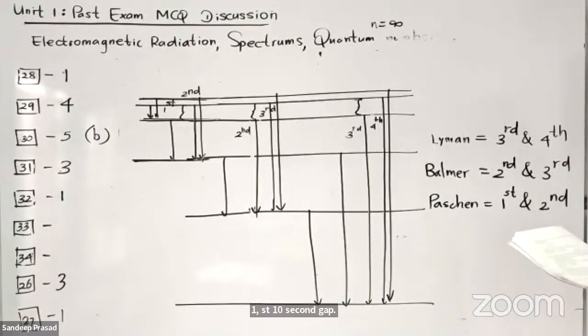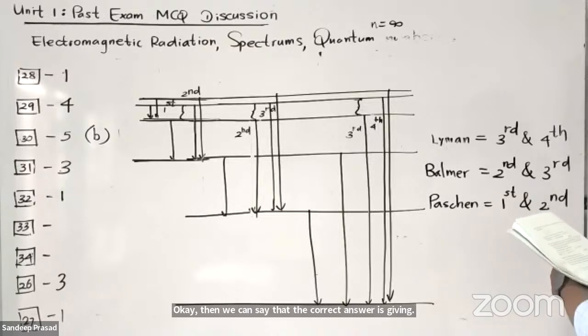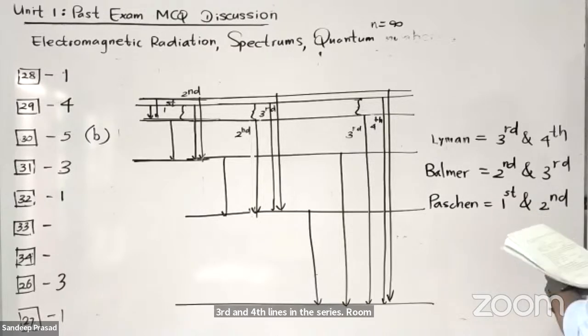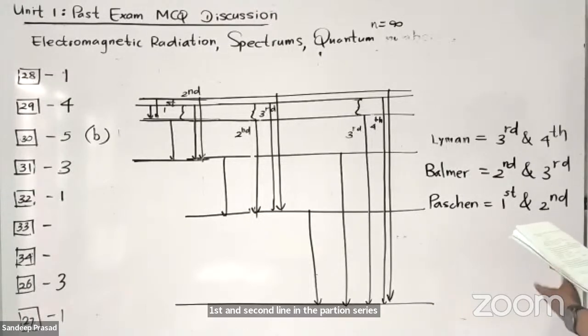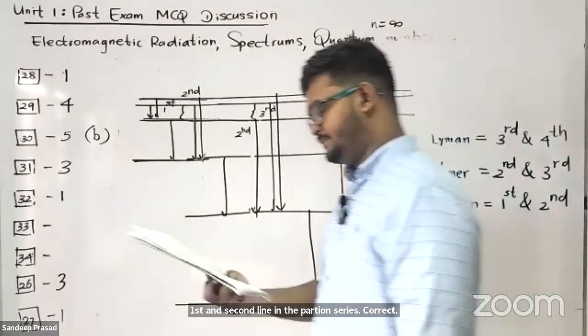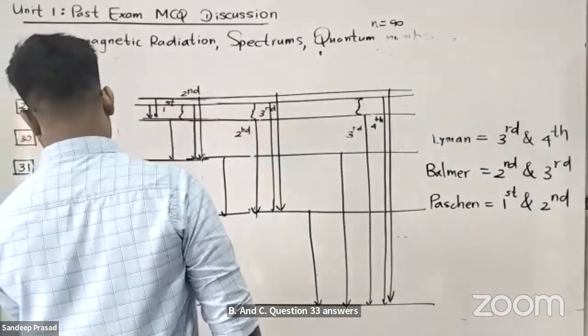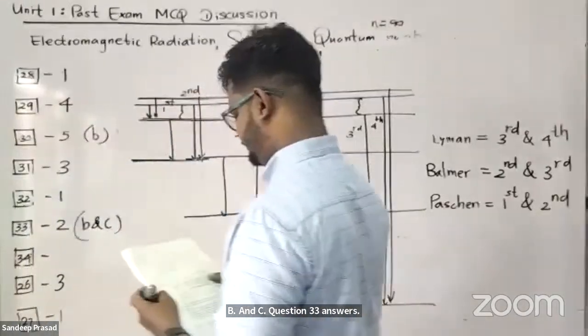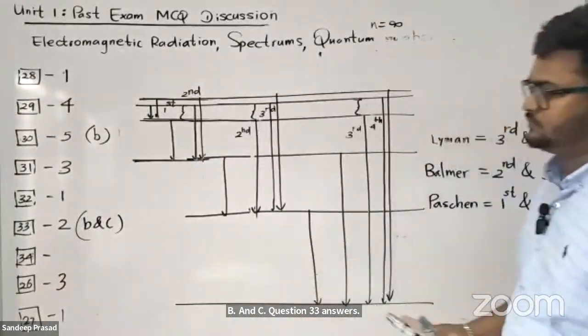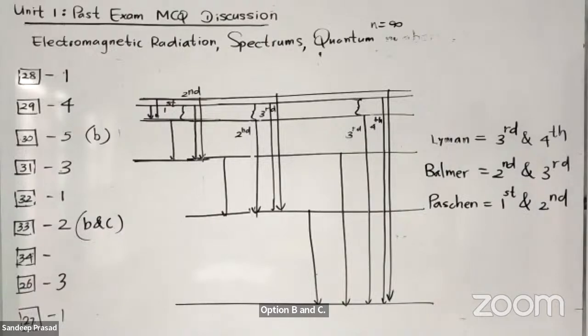Okay. Then we can say that the correct answer is: third and fourth lines in the Balmer series, wrong. First and second line in the Paschen series, correct. Second and third in Balmer, correct. So therefore the correct answer is B and C. Question number 33 answer is 2. Option B and C. Right.